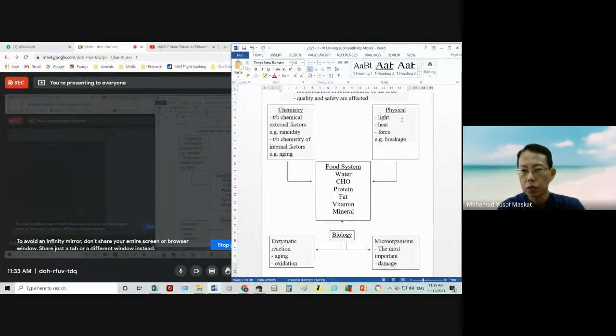And then force. For example, certain products cannot endure high force. For example, biscuits, because they are crunchy, so we do not want that. If there is a lot of force, it will break the biscuits. So those are examples of physical threats to foods.